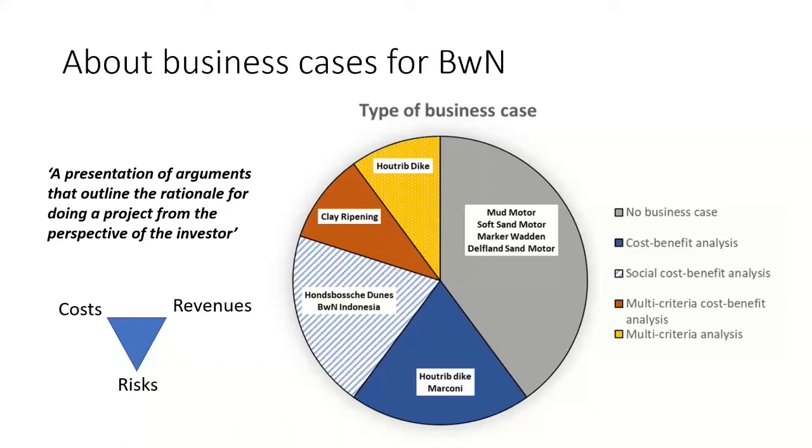However, it's important to note that these are indeed pilot projects where the people really wanted to learn about building with nature, and with scaling up, business cases will play a larger role. Other tools that were used in the projects are cost-benefit analysis, but also social cost-benefit analysis, multi-criteria cost-benefit analysis, and a multi-criteria analysis. And these are all different variants that try to include benefits of building with nature, such as natural value, recreational values, etc.